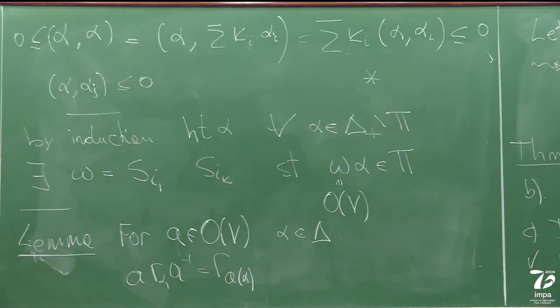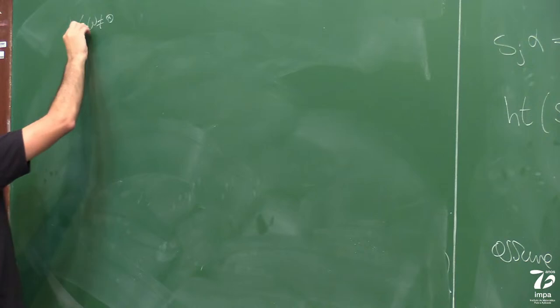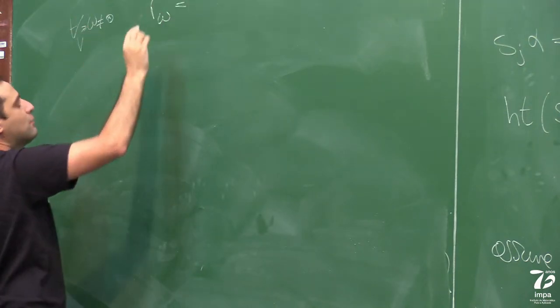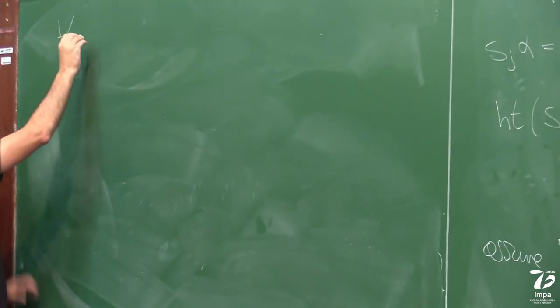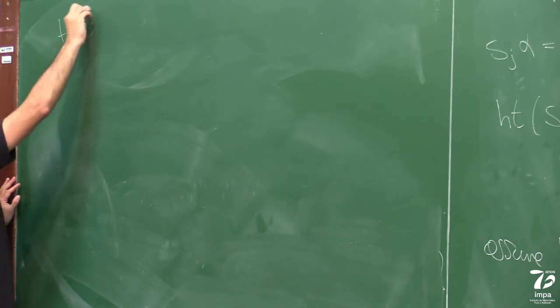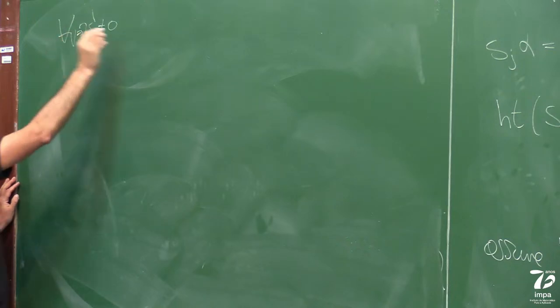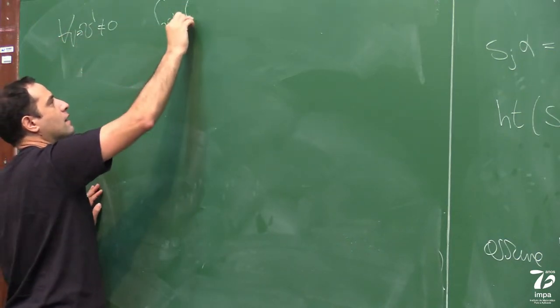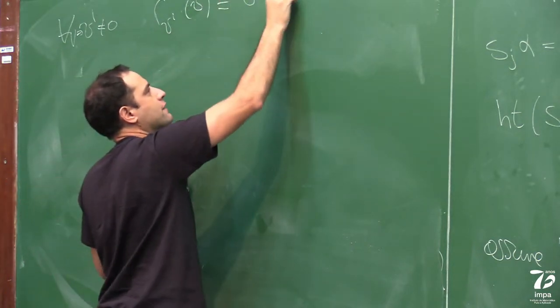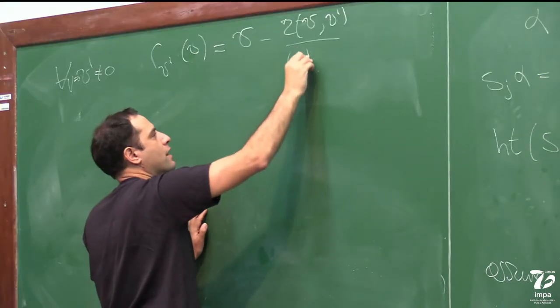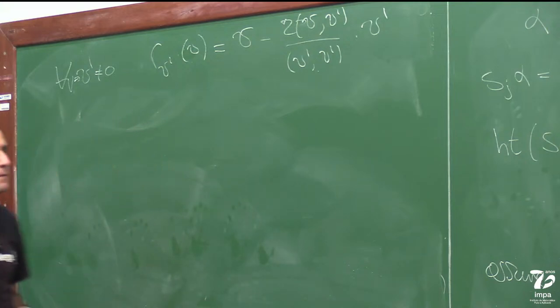Let me tell you what R of A alpha is. Because in principle, A alpha does not need to be in delta, and I've only defined reflections across roots in delta. So for any non-zero vector, W is a bad name, I'm using W for elements in the Weyl group, so let's say V prime, which is non-zero in V, define R V prime to be the reflection which takes V and gives you back V minus 2 (V, V prime) over (V prime, V prime) times V prime. Okay.